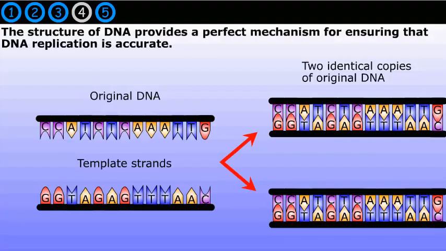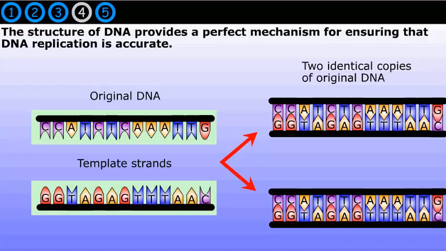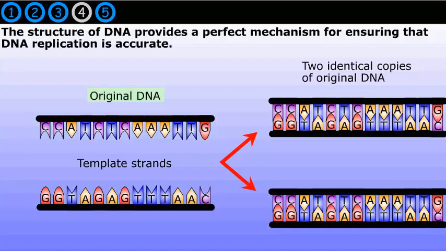The structure of DNA provides a perfect mechanism for ensuring that DNA replication is accurate. Because adenine always pairs with thymine and guanine always pairs with cytosine, a single strand of DNA can serve as the template for copying the other strand. One double-stranded DNA molecule can be used to produce 2 identical molecules of double-stranded DNA by copying each individual strand independently.